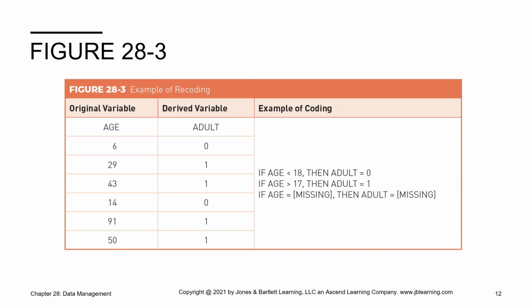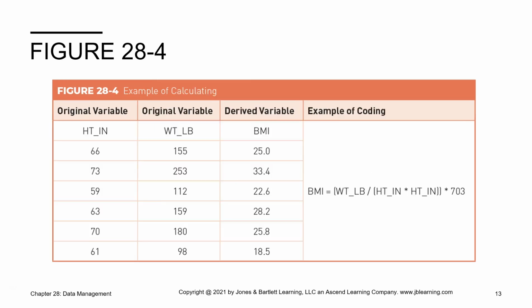Figure 28.3 goes over some examples of recoding. And so this is that example of creating an adult variable. If someone's 6 years old, they're not an adult, so the derived variable adult is 0. If they're 29, the adult variable is 1, because they're an adult. 43, adult is 1, 14, adult is 0, 91, adult is 1, and 50, adult is 1. And then this is some example of coding. This would be used, say, for SAS or SPSS or Stata, which are some statistical software programs.